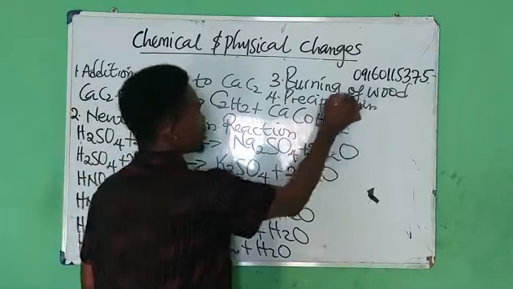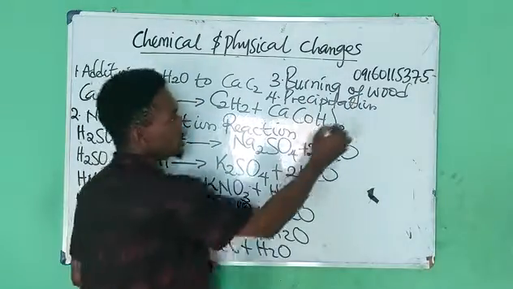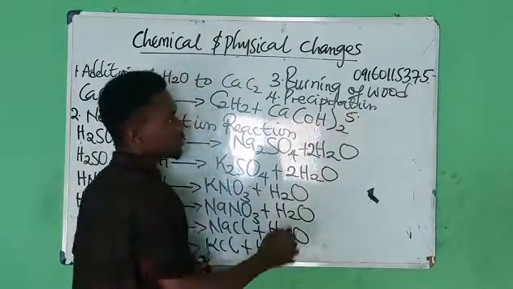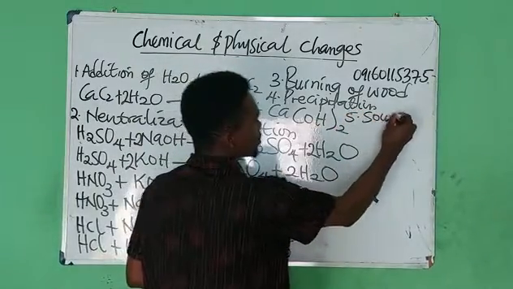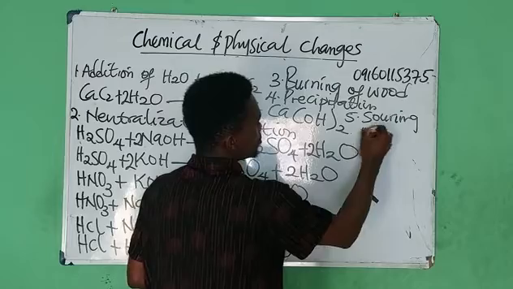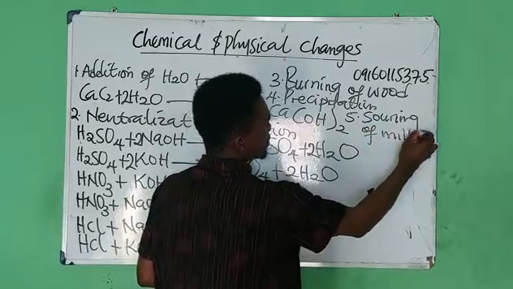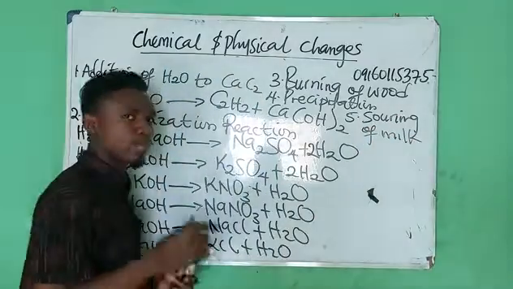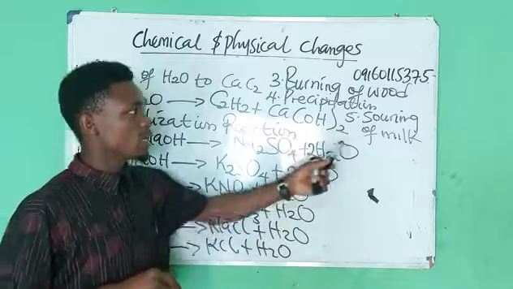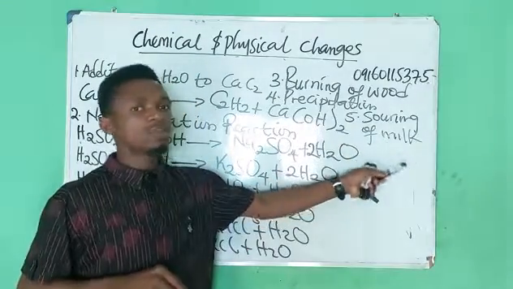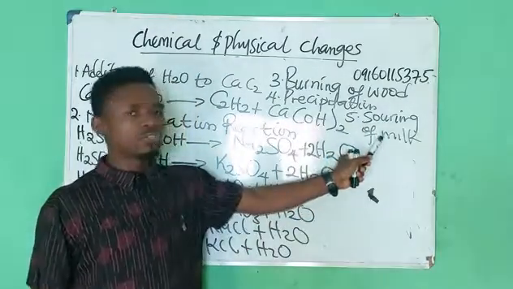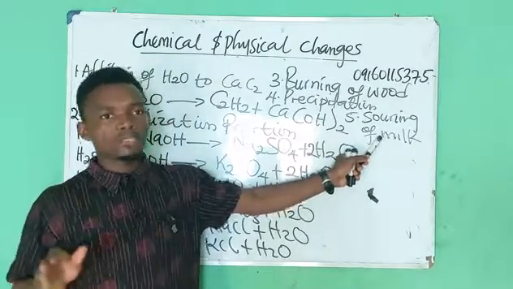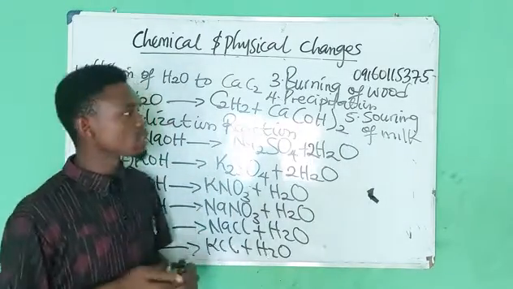In which if a solution is formed. Okay. Number 5, another example is the souring of milk. If milk sours, can it be converted and go back the way it was? As soon as milk sours, it cannot be converted to the way it used to be. Okay, it has spoiled, so there's nothing you can do about it.